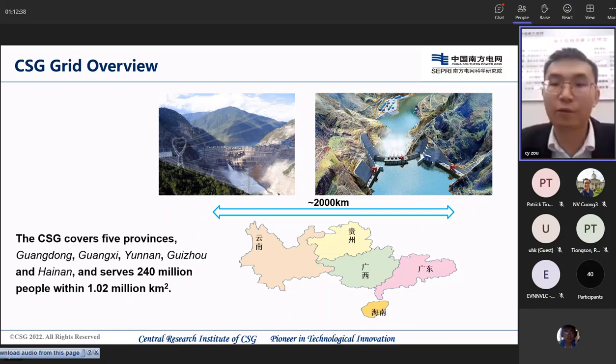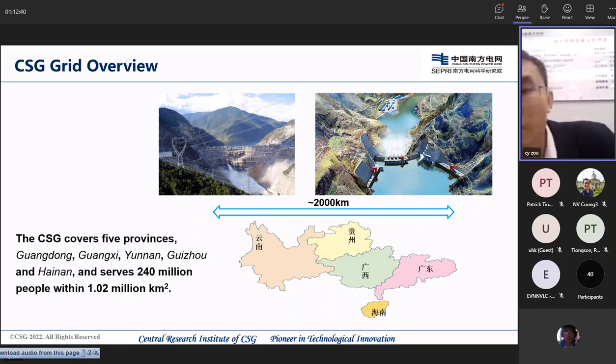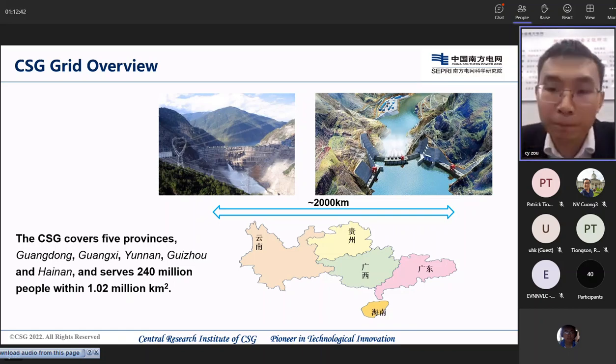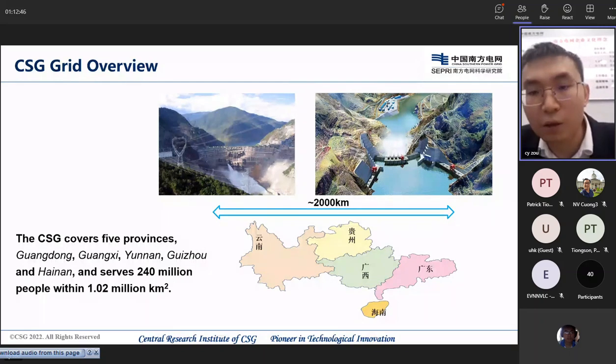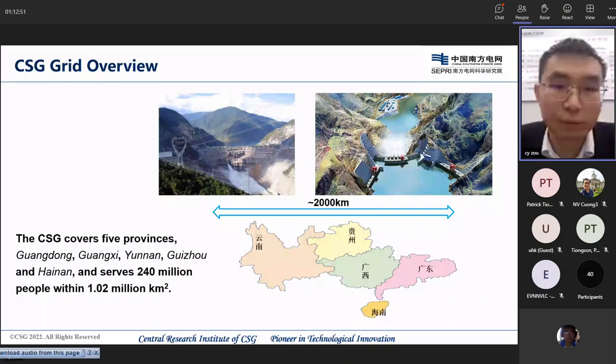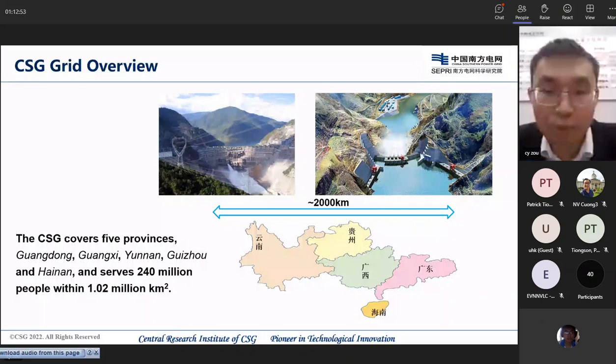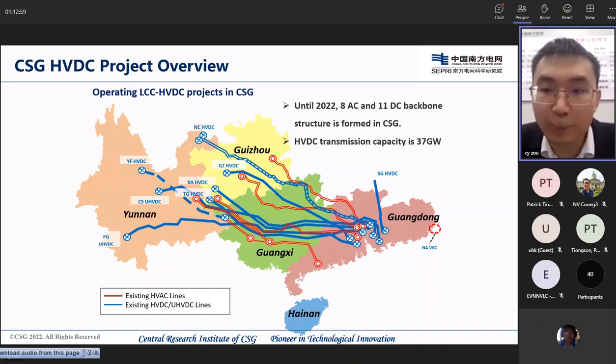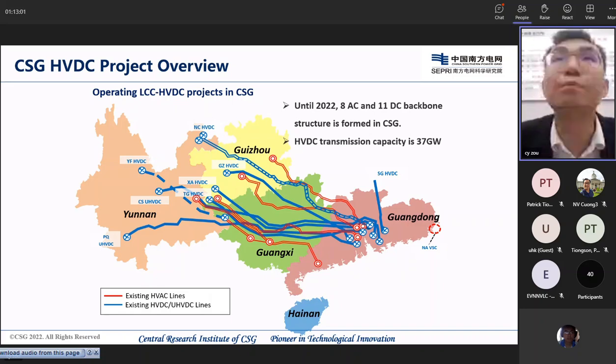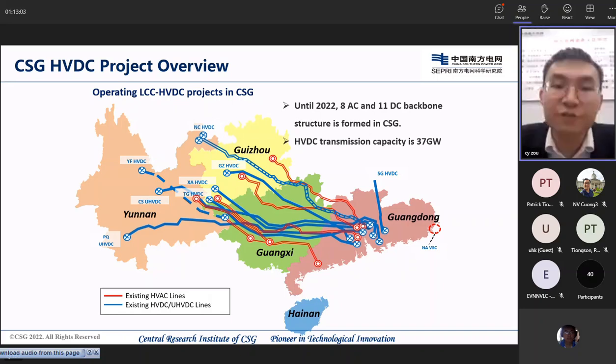The distance from Yunnan to Guangdong is about 2,000 kilometers. So we need HVDC technology to transmit the hydroelectric power from Yunnan to Guangdong. Up to now, there are 11 HVDC projects in CSG, and the transmission capacity is over 37 gigawatts. Over 1/3 of the power consumed in Guangdong comes from Yunnan province.